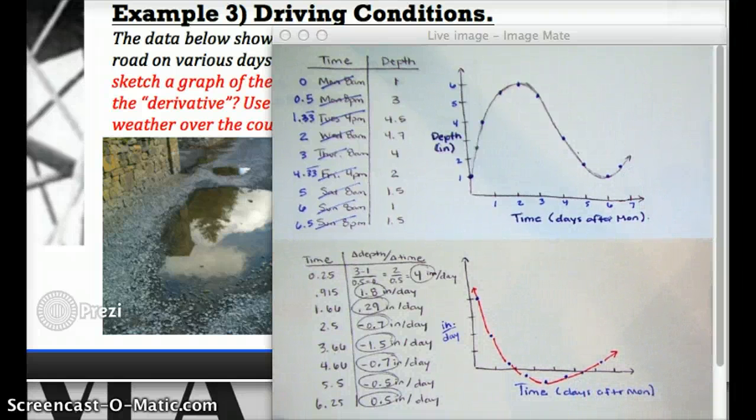So let's pause. Looking at these 2 graphs, tell me what happened in the puddle over the course of the week. Be as specific as possible. On each day, what did the puddle look like? Okay, now tell me about the weather. What happened to the weather over the course of this week?